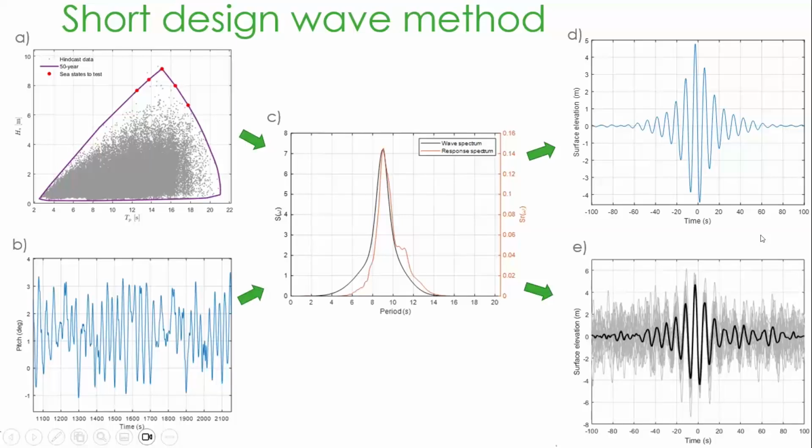This approach is called the most likely extreme response wave approach, and it's taken from ship design. What we've done is apply this, and we've also extended it to the wind loading by treating the waves and the wind as independent Gaussian processes.